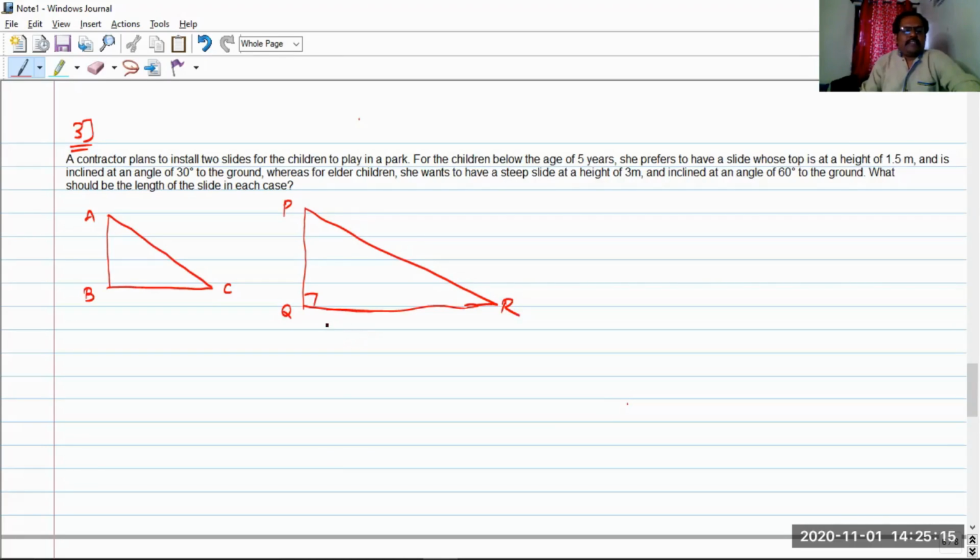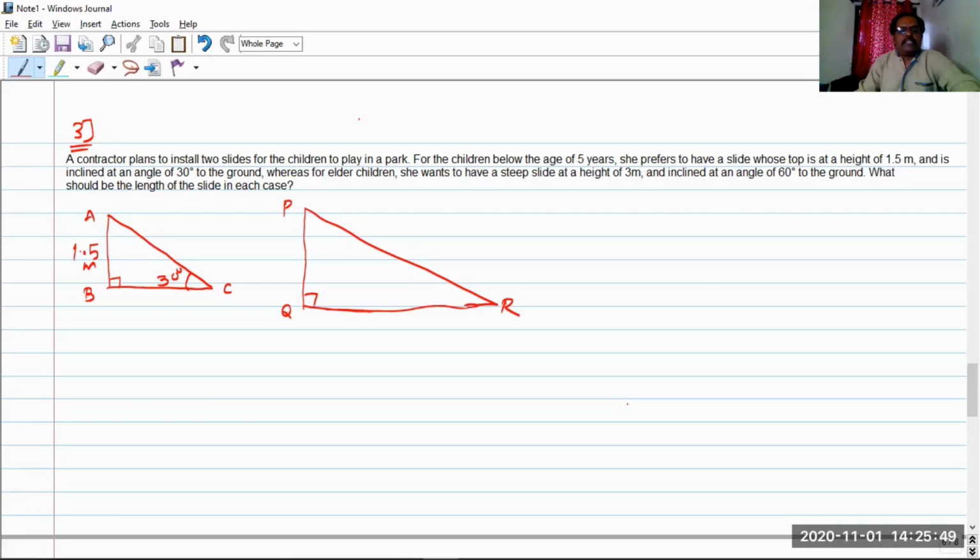So what is given here: the contractor plans to install 2 slides in a children park, one for the children below the age of 5 years, and she prefers to have the slide whose top is at the height of 1.5 meter. So this is the first slide which is at the height of 1.5 meter and is inclined at an angle of 30 degrees. So the angle of inclination with the ground is given as 30 degree here, right? So obviously it is perpendicular to the ground.